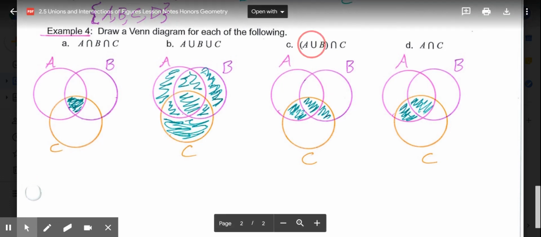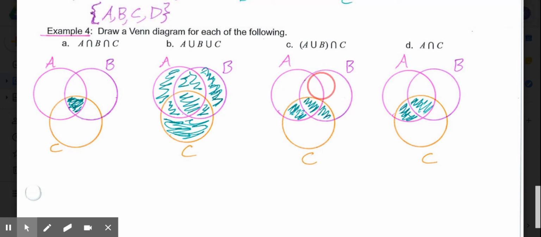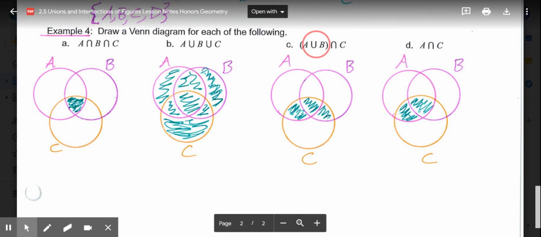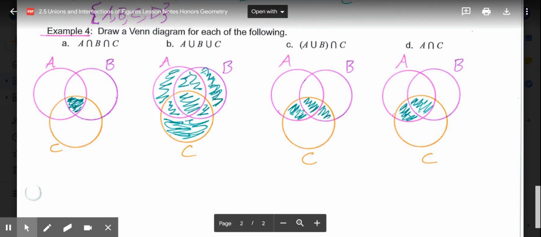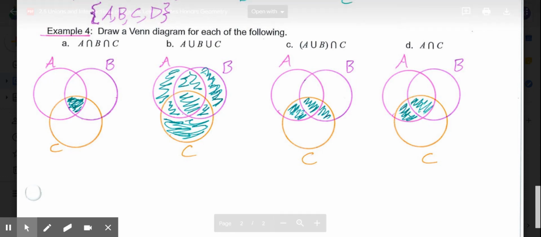In C, they're asking first for the union of A and B, which would be anything in A or B or both, so we know it includes the top. And then the intersection of that with C. What's in A or B, and C, would just be these three little sections where A, B, or both intersect with C. And then in part D, what is the intersection of A and C? We don't care if it's in B or not. We just care about what's shared between A and C, so it would be these two sections where A and C overlap.